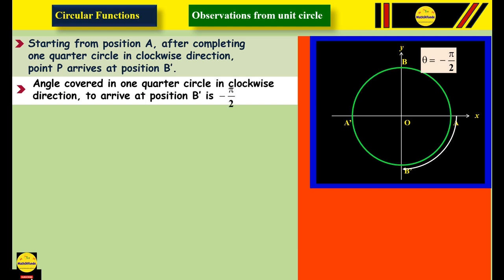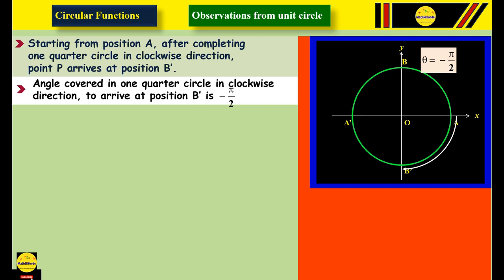Some of you may think why I am allowing point P to move in clockwise direction only. No, we will be covering anti-clockwise cases also. But since I see point B dash close to A, and just by covering 1/4 circle in clockwise direction we can reach B dash easily or perhaps quickly, I am taking clockwise. Of course, we will be covering cases of anti-clockwise direction also.